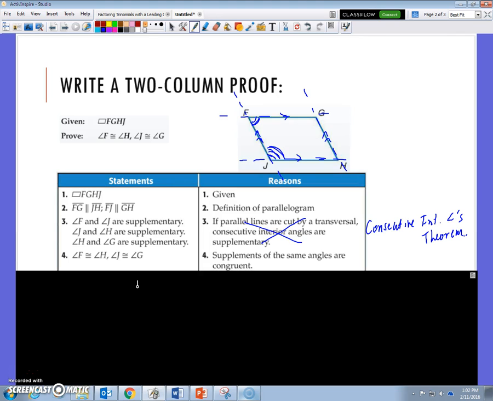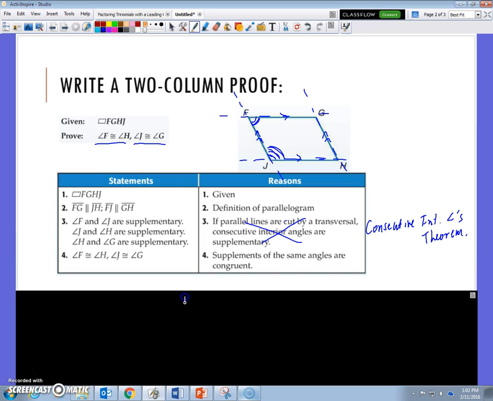All right, so these kind of remind me of paragraph proofs, because each step that you take to get to where you're trying to go, and you're trying to prove angle F is congruent to angle G, or F and H and J and G are congruent, each step that you take is almost like, oh, well, I just need to explain myself anyway. And a lot of times when you're explaining over here, it's going to be an if-then statement, a conditional. Okay, and I know they must be congruent because supplements of the same angles are congruent. So I think you guys are going to do a nice job on this.